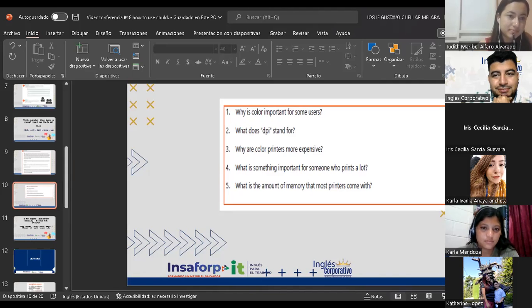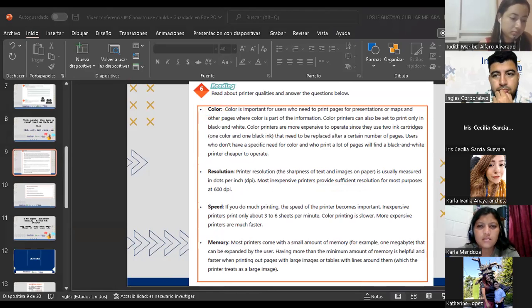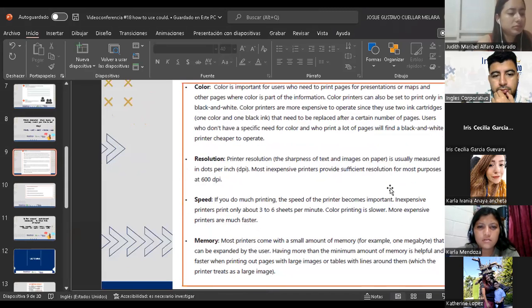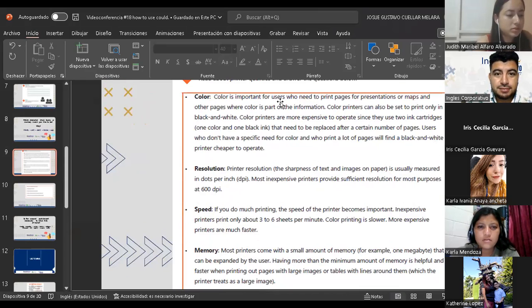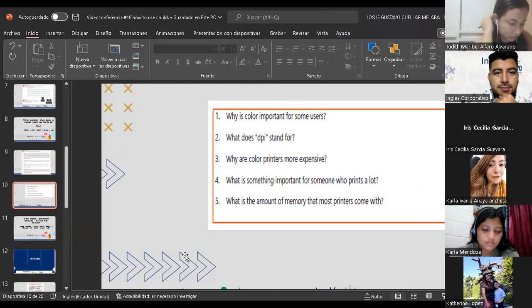Why is color important for some users? Why is color important for some users? We go to color. Who need. Color is important for users who need to print pages for presentations or maps and other pages where color is part of the information. So presentation or maps. That's why for some users, okay. Presentation, maps. Thank you. We go now with Fabricio and then Marvin.